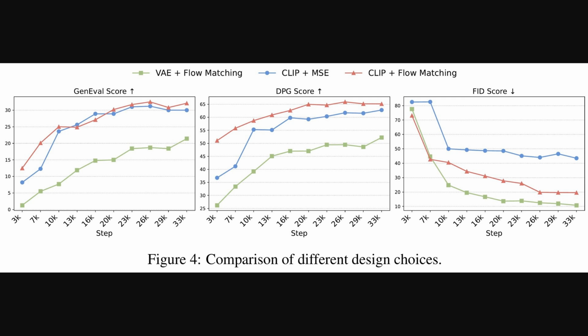Across all these plots, the red line, representing CLIP image features combined with flow matching, which is the approach BLIP3-o uses, consistently shows strong performance. It generally achieves the highest GenEval and DPG scores, and the lowest, meaning best, FID scores as training progresses. The blue line, CLIP with mean squared error, is competitive, but the green line, using that variational autoencoder with flow matching, tends to lag behind, especially on GenEval and DPG score. This data really backs up their decision to go with CLIP features and flow matching.